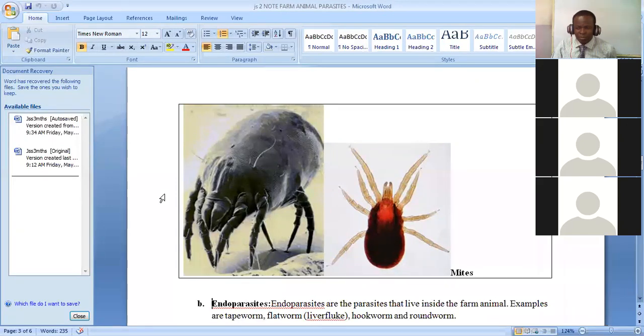When there is an ectoparasite on your body, can you feel it? Of course, yes. One, because they will bite. As they bite the skin, that host will feel the effect of that bite. Not only that, they may cause irritation, that is itching of the body or skin.